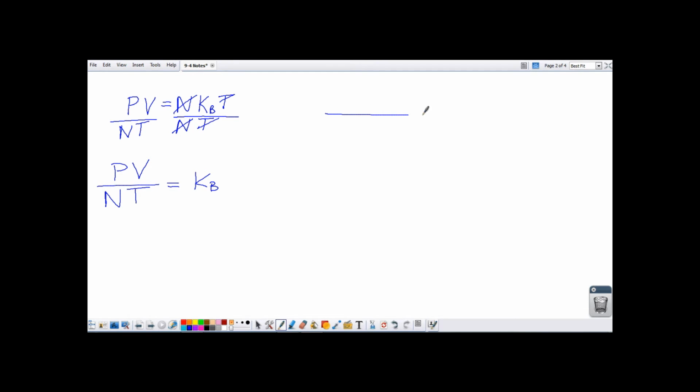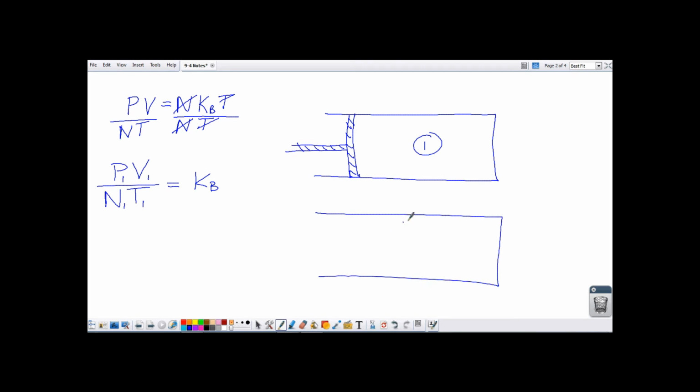So let's say I have a piston. A piston is like a nice cylinder with a plunger. For situation number one, you've got a gas inside this piston. That gas has a certain pressure, a certain volume, there's a certain number of molecules in there, and it's at a certain temperature. Now I'm going to take this plunger and push it down so that the volume is no longer as big. And this will be situation number two.